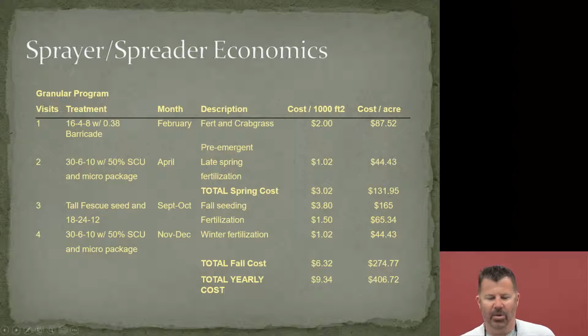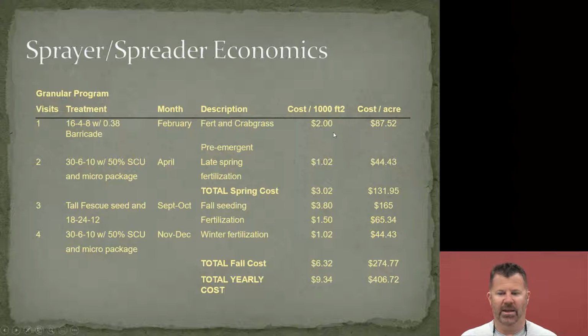And I like how they broke it down, total fall cost, because a lot of times you may only be plugging and seeding for a customer, but the total yearly cost per acre for all this, $406. Total fall cost, $274. This is how you're going to estimate your job sites.